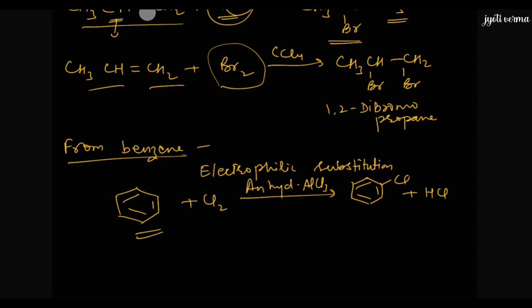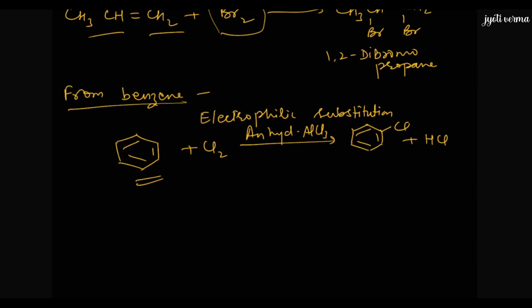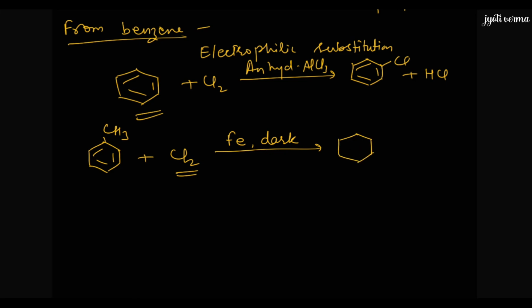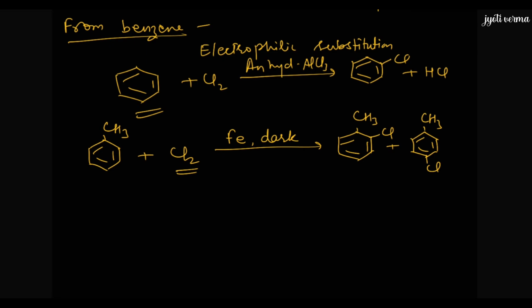Now we can have some more examples of it. Say for example, we have toluene. If we do the reaction of toluene with halogenation, and the reaction is taking place in dark in presence of Fe, then again electrophilic substitution will take place and we will be getting the mixture of products, that is 2-chlorotoluene and 4-chlorotoluene, or you can say orthochlorotoluene and parachlorotoluene. So this will be the product obtained when we do the reaction in presence of iron and dark.